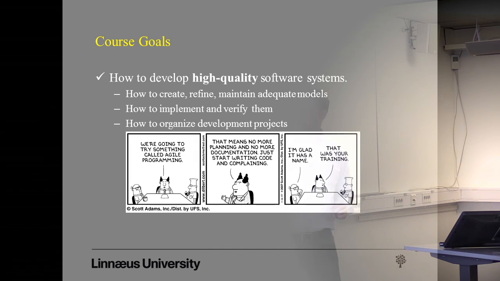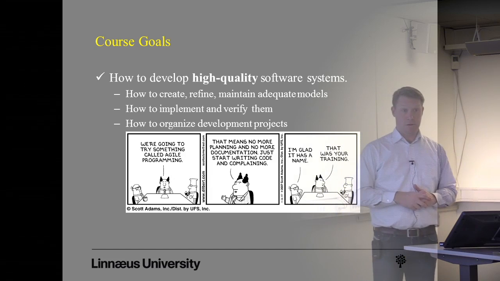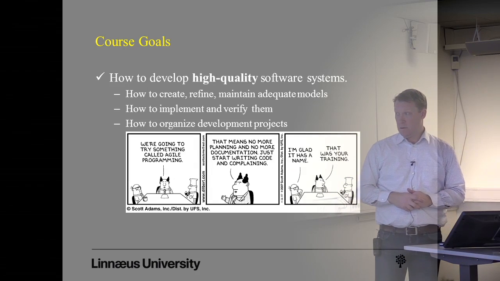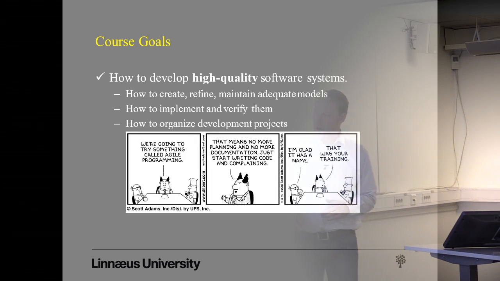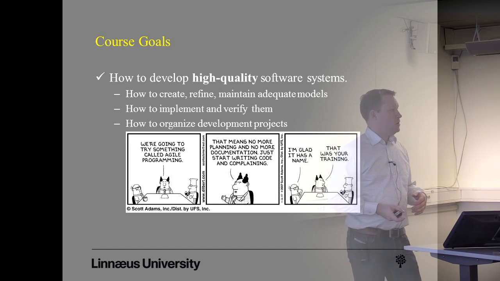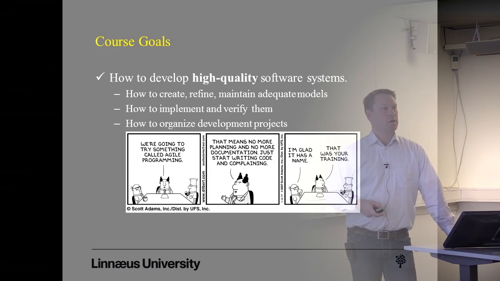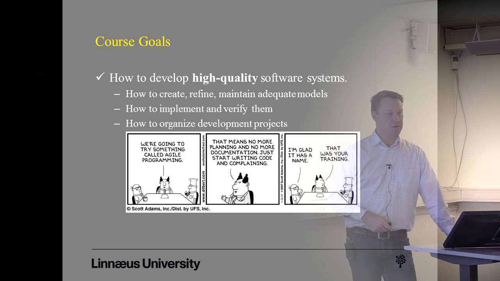So how to create, refine, and maintain adequate models describing your software, how to implement and verify them, and also to manage the people involved in the development. It's not that easy as you may have read in some magazines, that if you just let the programmers free and develop in an agile way, everything will go smoothly. It's much more challenging than this. You must learn how to crawl, learn how to walk before you can run. And this is about learning how to crawl.